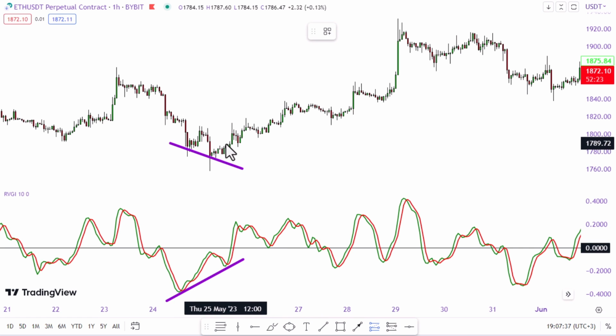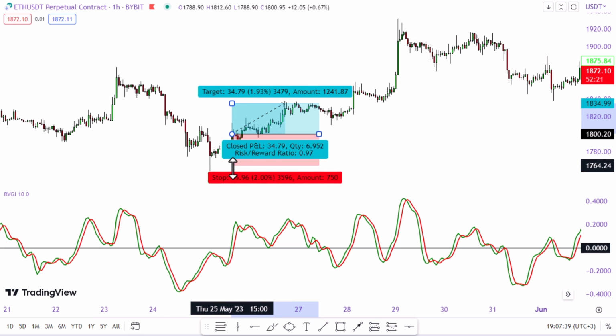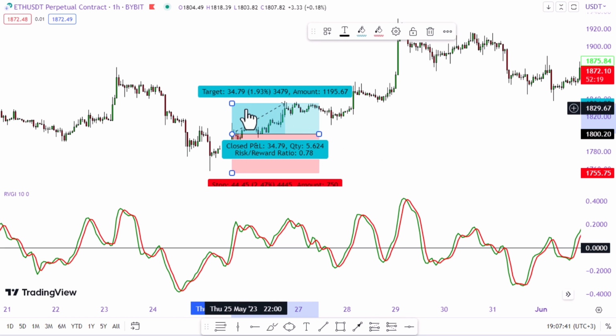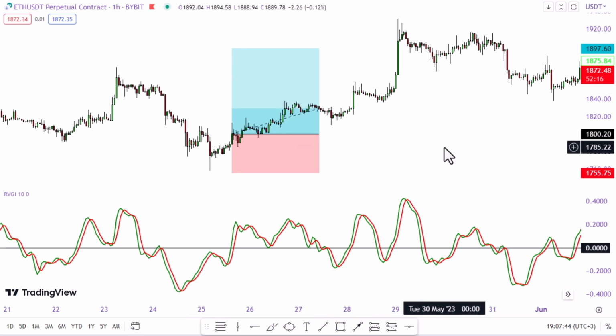Once the price chart starts going up, you may open a buying position with the stop loss just a bit lower than the last low.